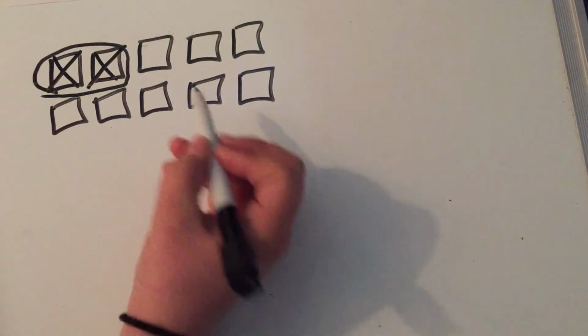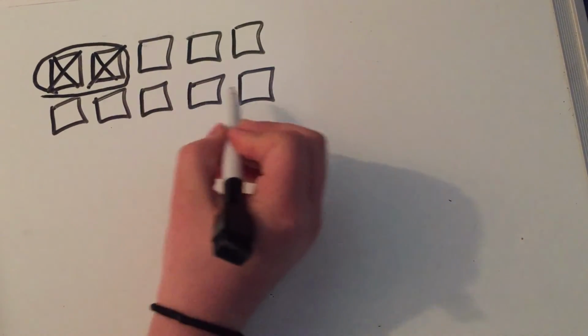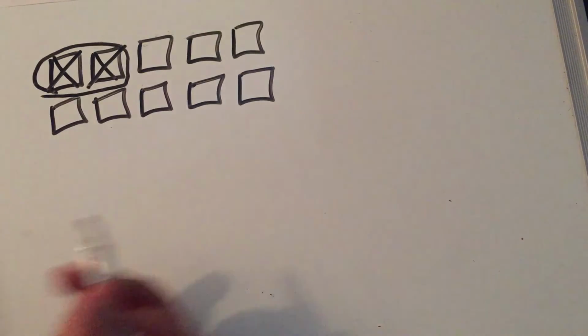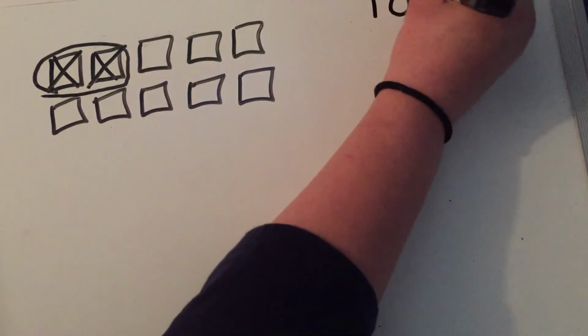Right, let's go count. 1, 2, 3, 4, 5, 6, 7, 8. We have 8 cars with wheels. We were able to count the cars that were not part of that group that was circled and know that we have 8 cars that have wheels. He had 10 cars, so the 10 would be the whole in our number bond.